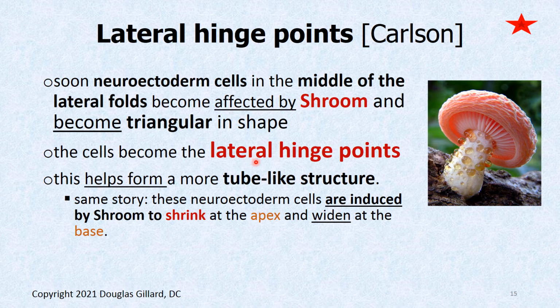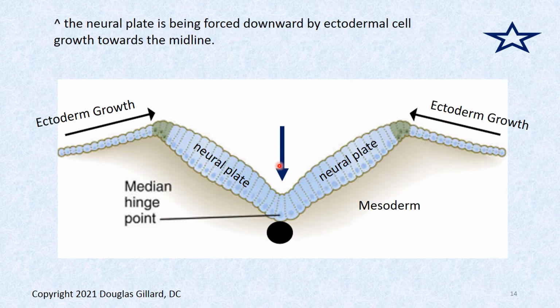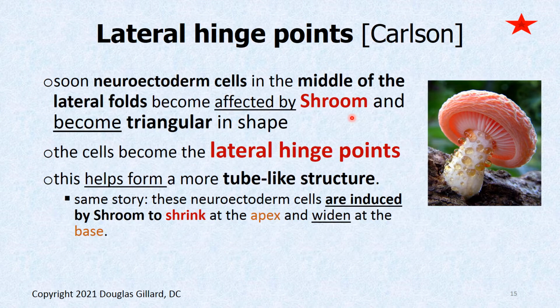Yeah, we're going to do the same thing in the lateral part of those neural folds. So right here, we're going to do the same thing, right? If we turn these into triangular shapes, what's that going to do? If we turn a couple of these into triangles, it's going to bend the tube like that, and so those are called lateral hinge points, which will form next, and it's exactly the same story.